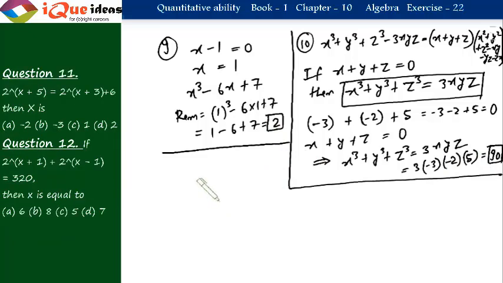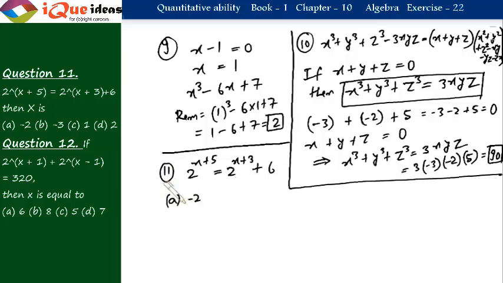Now let's take next question. Question number 11. That is 2 raised to the power x plus 5 is equal to 2 raised to the power x plus 3 plus 6. You can put the options and check backwards which one is the correct answer, right? Or the other way is, let's do one thing. Let's first put the options. A option is minus 2.